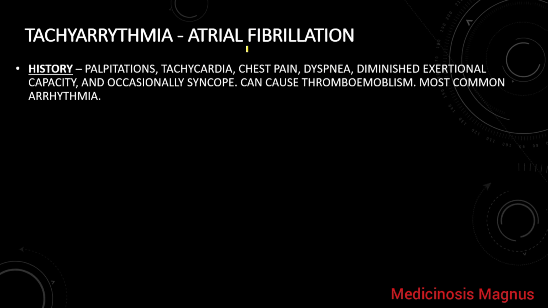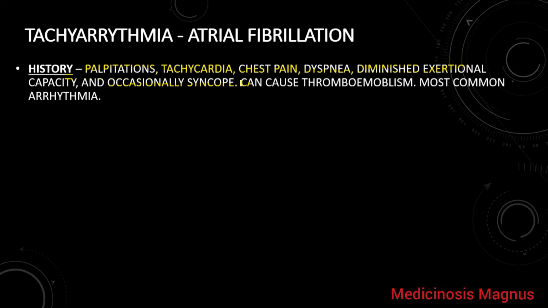Atrial fibrillation, tachyarrhythmia, as the name suggests, we note that the heartbeat is going to be high. So the patient has palpitations, tachycardia, and chest pain, and the patient will have dyspnea, diminished exertional capacity, and occasionally syncope. This is because the heart is pumping so fast, but the cardiac output is not given properly. The heart is just trying to run, but it is not producing enough amount of blood.